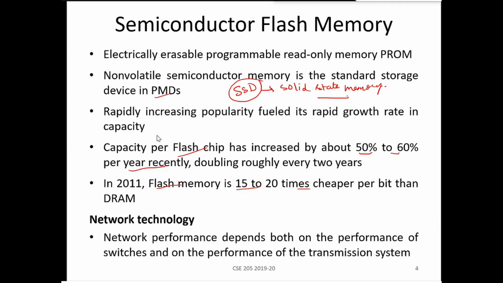The next one is network technology. The first one is IC, the next is DRAM, the third is flash memory, and the fourth is network technology. Here there is no impact on ISA. Network performance purely depends upon the performance of the switches and the transmission system, so nothing is related to the instruction set architecture.